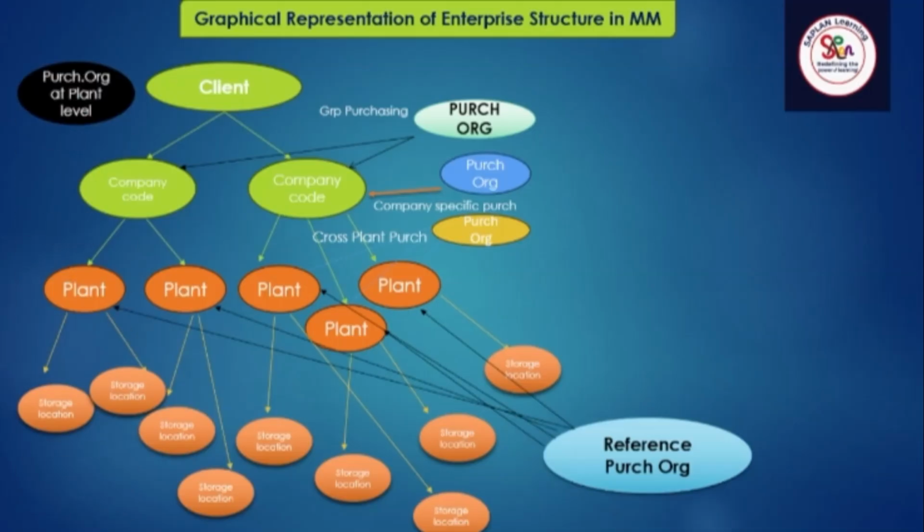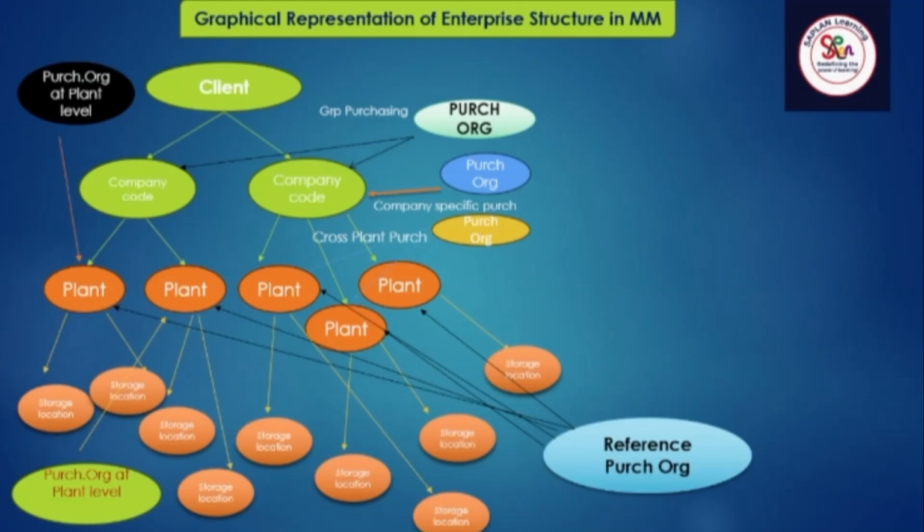Apart from that, we call it a cross-plant purchasing organization if the same purchasing organization is assigned to multiple plants under a company code. Another concept is the reference purchasing organization. A purchasing organization can be linked to one or more other purchasing organizations, and the centralized purchasing organization that is set up to monitor the purchasing process across the organization is called the reference purchase organization. It can be linked to plants of one company code or plants of other company codes. That can be done.